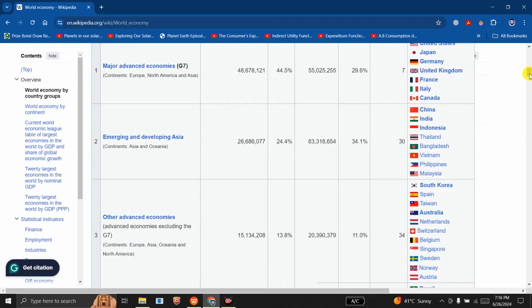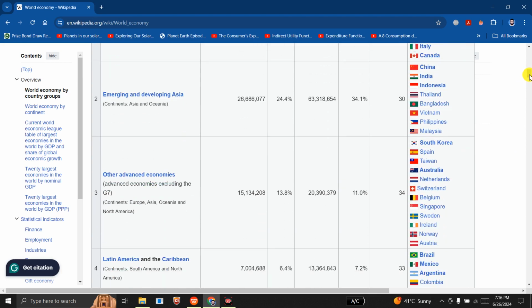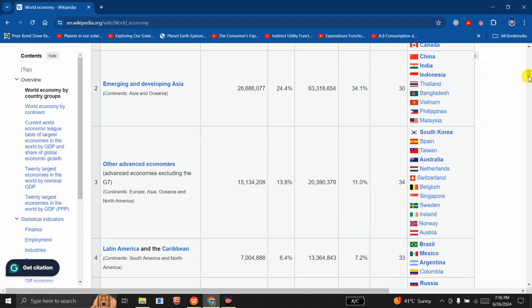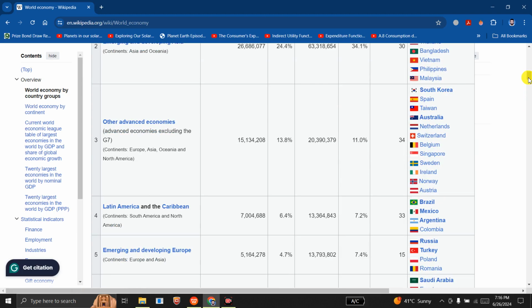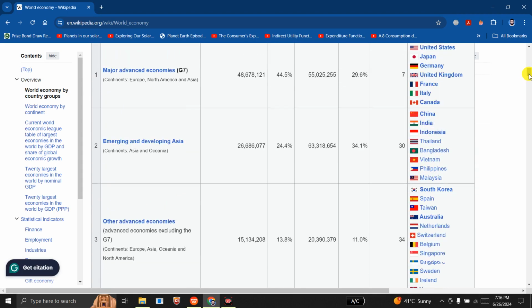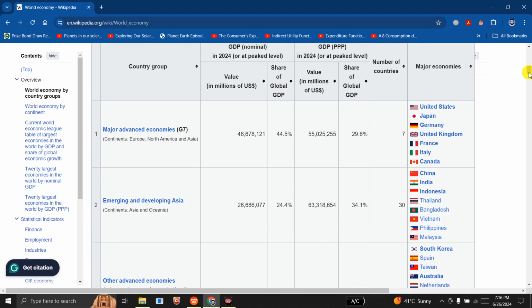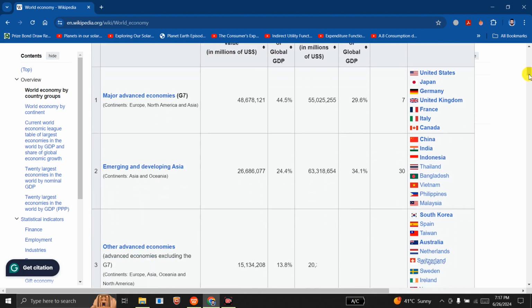Following this, we have another group, that is other advanced economies excluding G7, and these include South Korea, Spain, Taiwan, Australia, Netherlands, Switzerland, Belgium, Singapore, Sweden, Ireland, Norway, and Austria. Then we have Latin America and the Caribbean, and these include Brazil, Mexico, Argentina, and Colombia. And you can see they have GDP nominal and GDP per purchasing power parity.